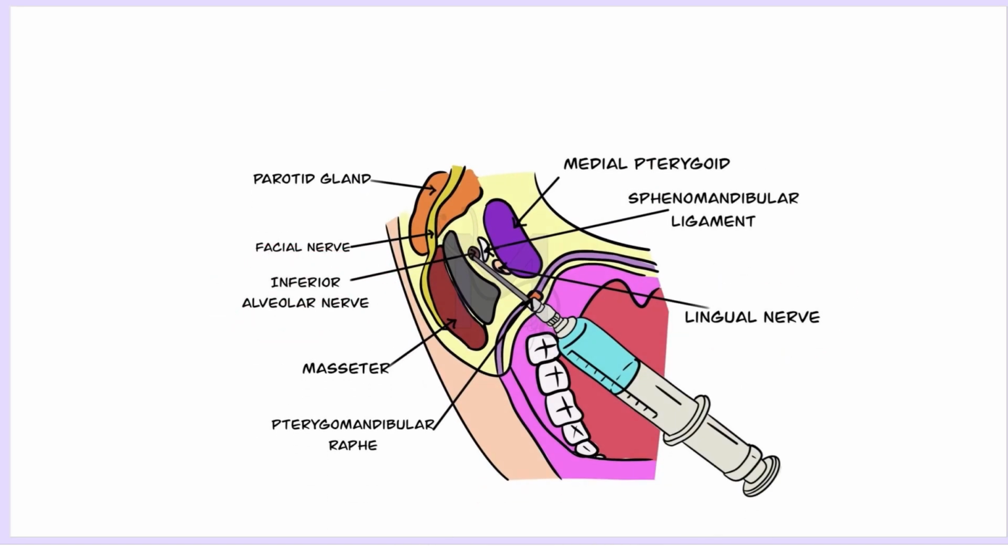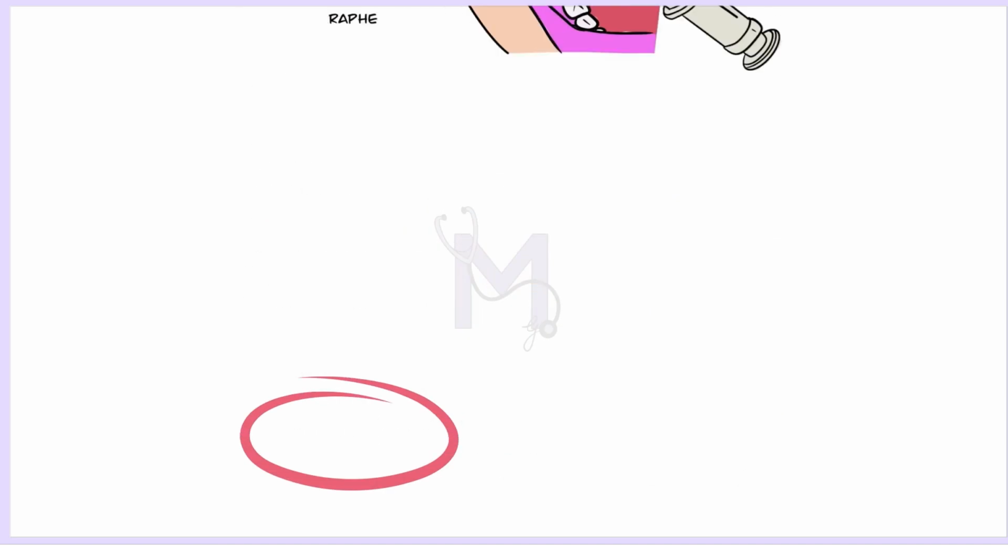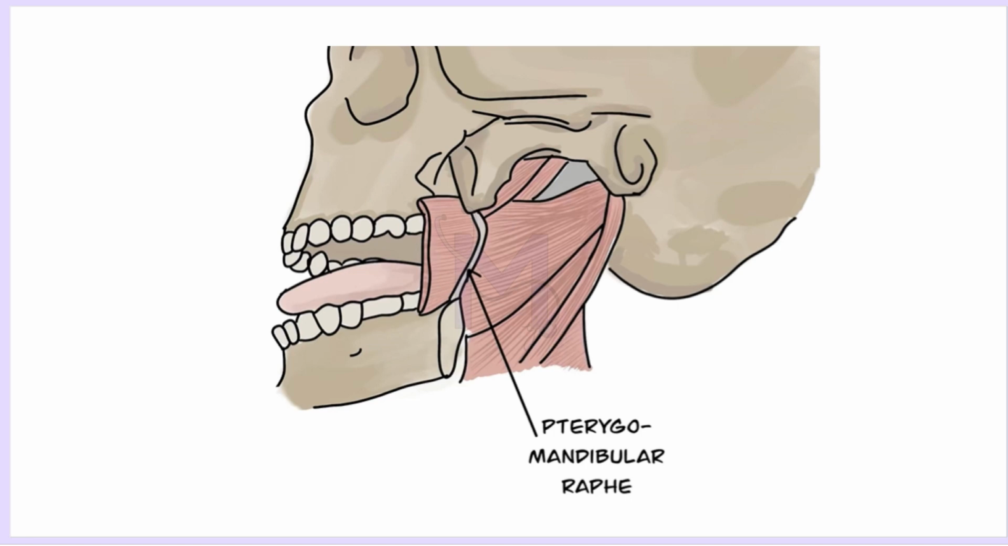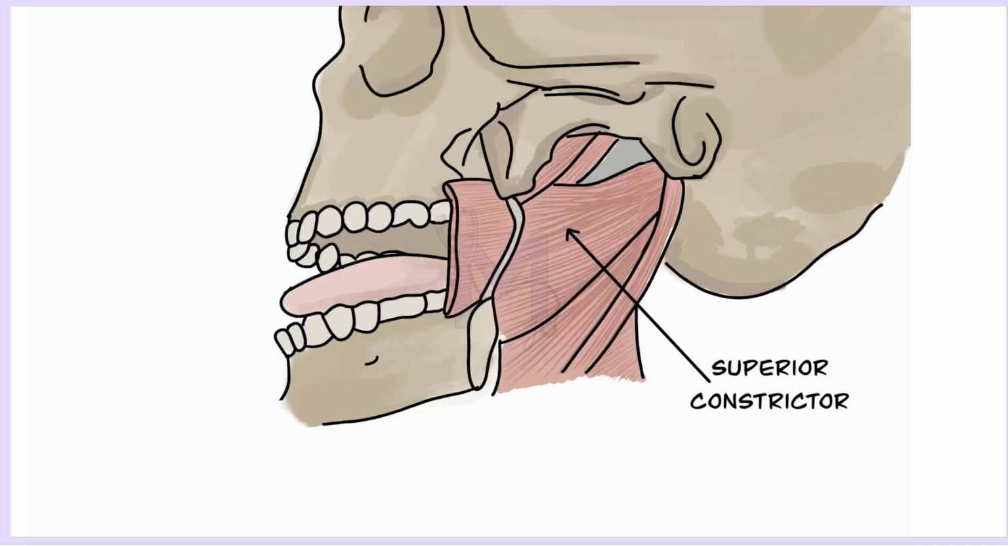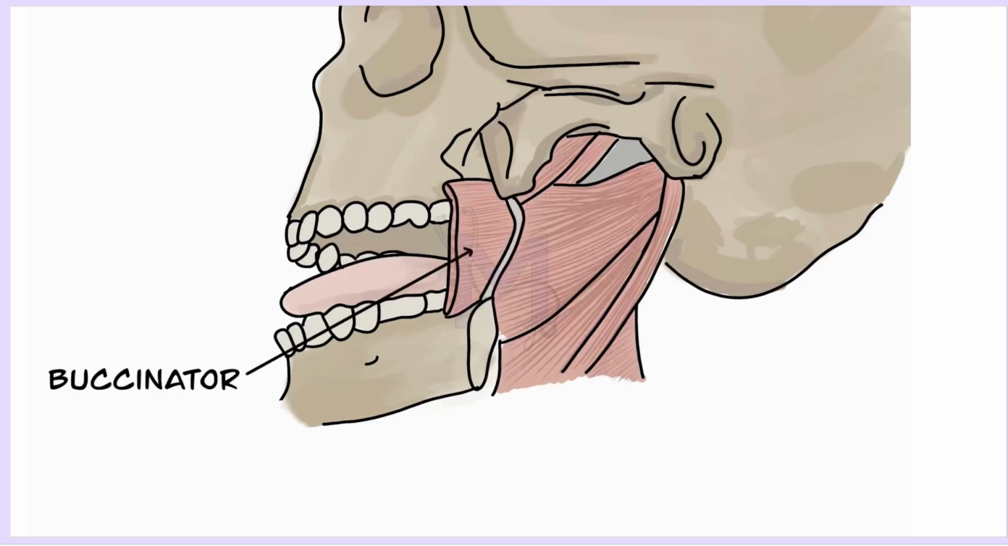An important identification point while giving the block is the pterygomandibular raphe, which is a fibrous seam that descends from the pterygoid hamulus of the medial pterygoid plate and separates to give rise to the superior constrictor and buccinator.